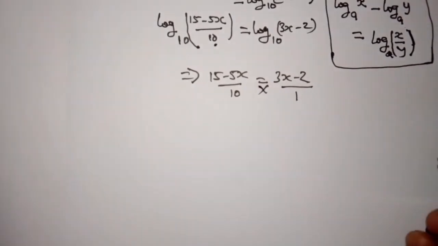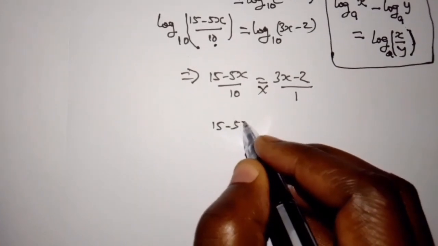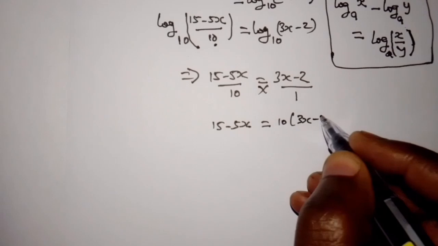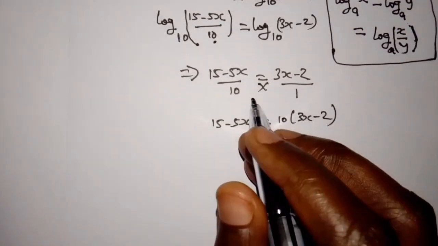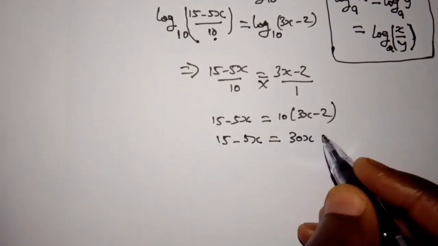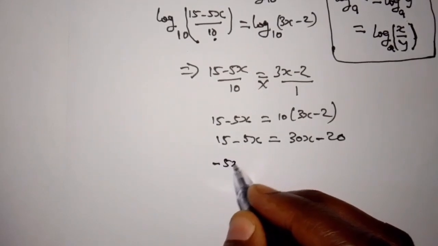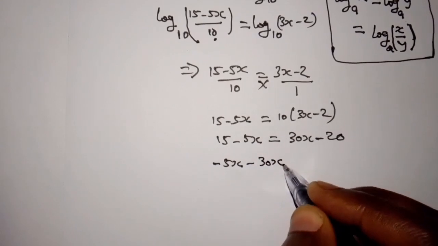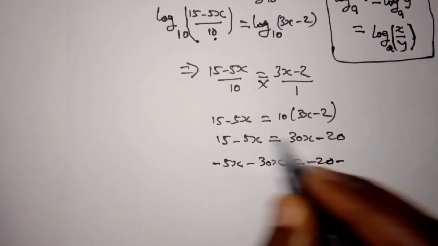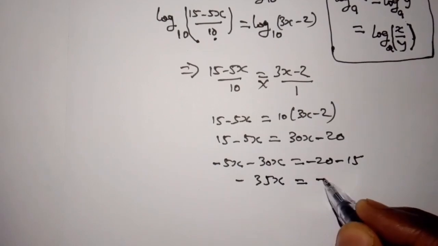Now we can cross multiply: 15 − 5x times 1 is equal to 10 times 3x − 2. 15 − 5x is equal to 30x − 20. We can bring the like terms together. −5x − 30x is equal to −20 − 15, so −35x is equal to −35.